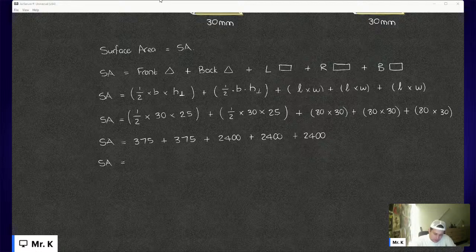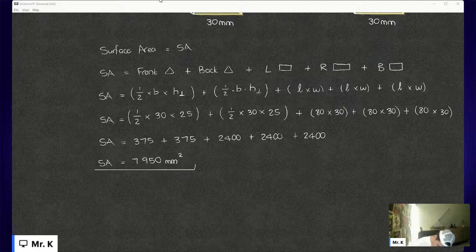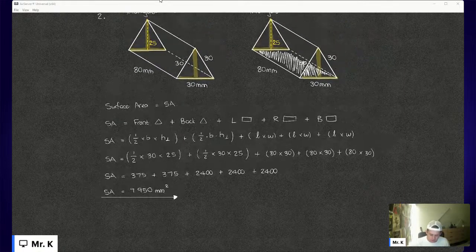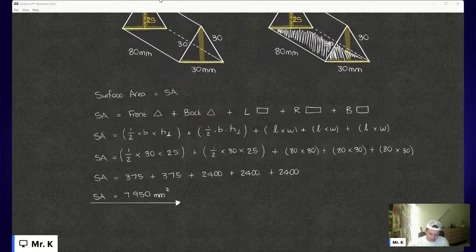This is why you need your calculator. And when we add it all up, we get quite a large number of 7,950. Remember, this is a form of area and we are working in millimeters, so our final unit needs to be millimeters squared. 7,950 millimeters squared.